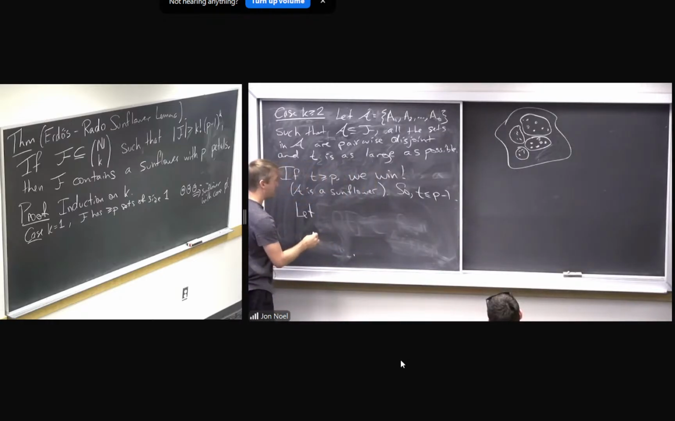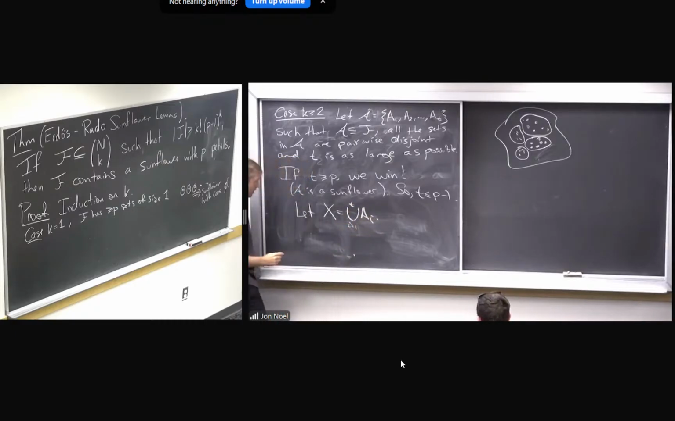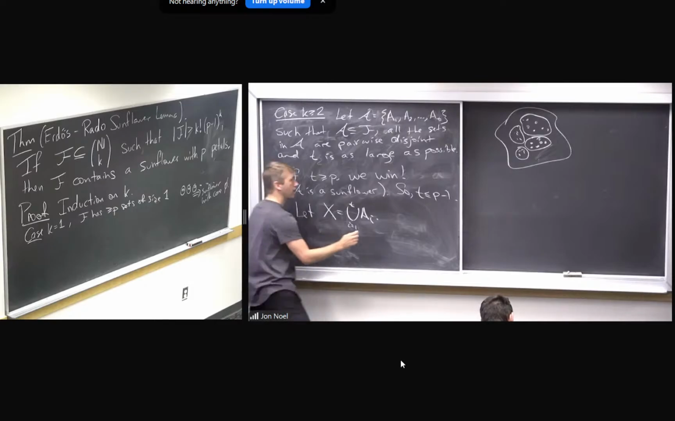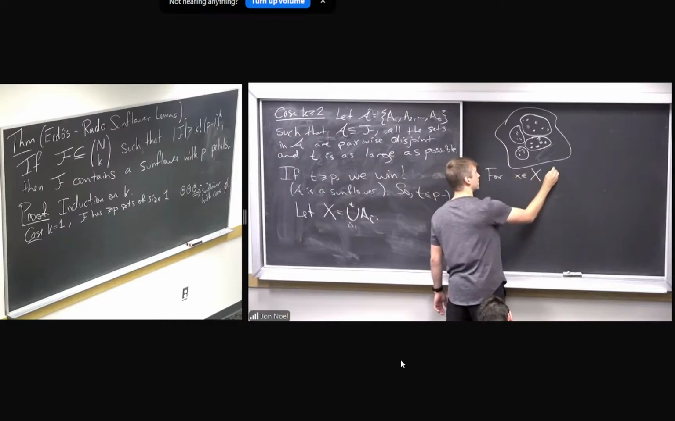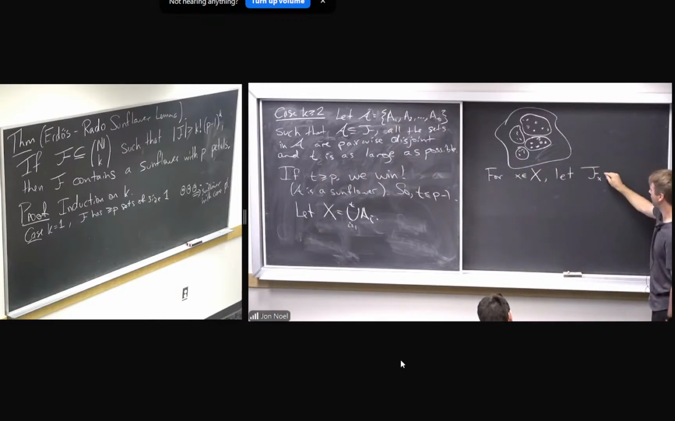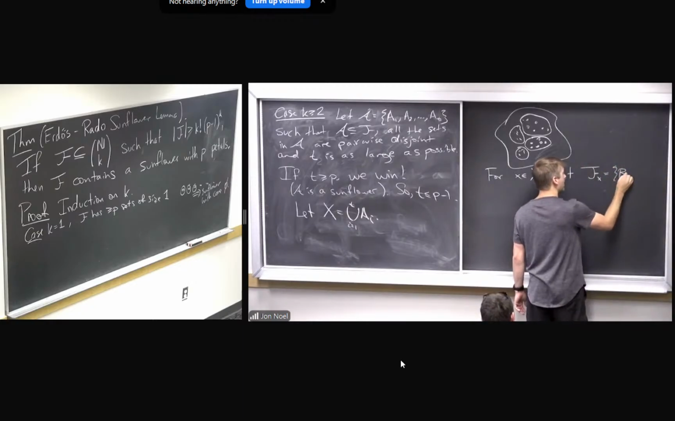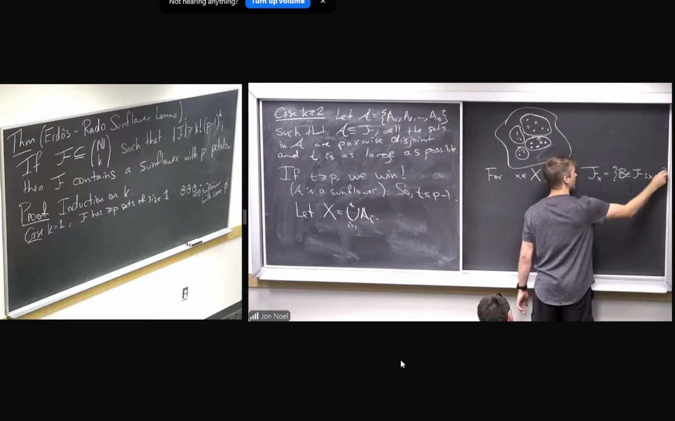Let me tell you a bit more formally what I mean. So let's say X is the union of all these sets. And for each little x in big X, let F sub x be the set of all sets B in F such that x is an element of B.